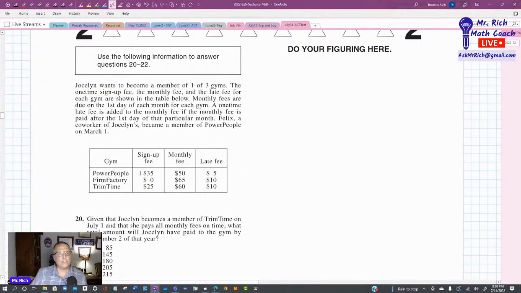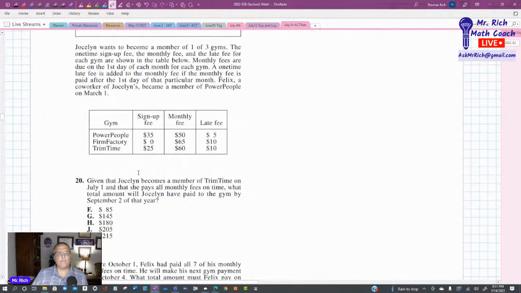Okay, Jocelyn wants to become a member of one of 3 gyms. The one-time sign-up fee, the monthly fee, and the late fee for each gym are shown in the table below. Monthly fees are due on the first day of each month. A one-time late fee is added to the monthly fee if the monthly fee is paid after the first day of that particular month. Felix, a coworker, became a member of Power People on March 1st. Okay, great. So Felix is going with the Power People.